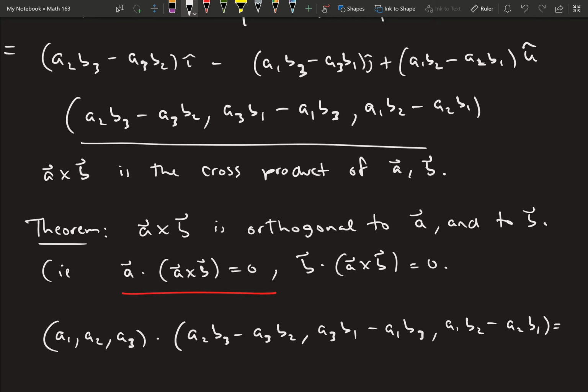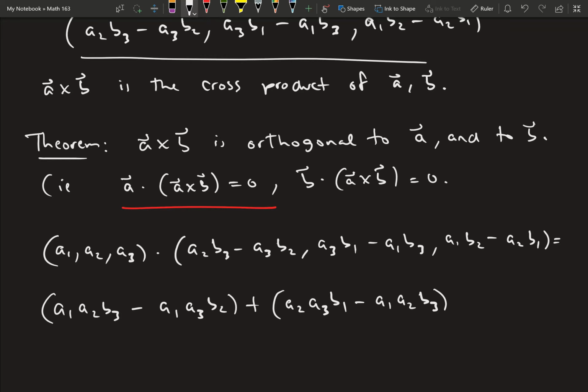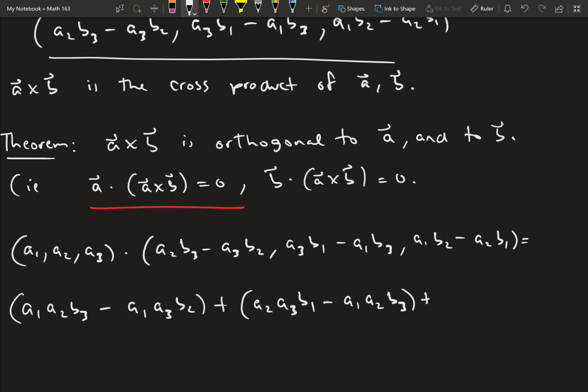So what is this equal to? Well, what do we have? We have A1, A2, B3 minus A1, A3, B2. That's the dot product for the first term, plus A2, A3, B1 minus A1, A2, B3. That's the second term. And then the third term is plus A3, A1, B2 minus A3, A2, B1, right?